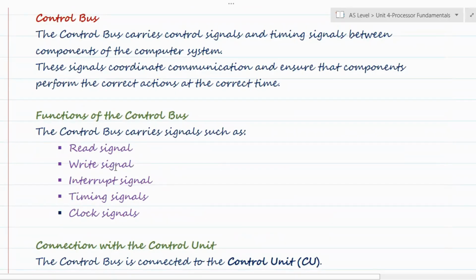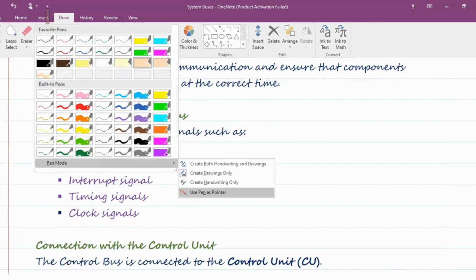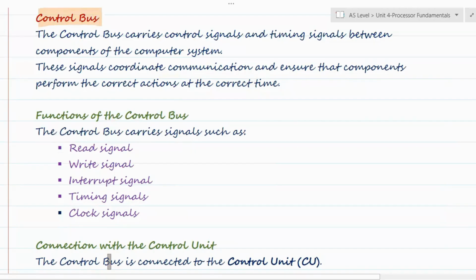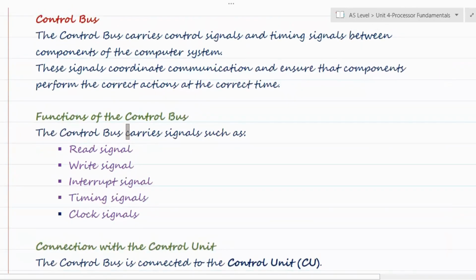Now let's move to the third and final bus, the control bus. Imagine a teacher conducting an examination. The teacher announces, start writing, stop writing, submit your papers. These instructions coordinate the actions of all students, right? Similarly, the control bus carries signals that coordinate activities throughout the computer system.